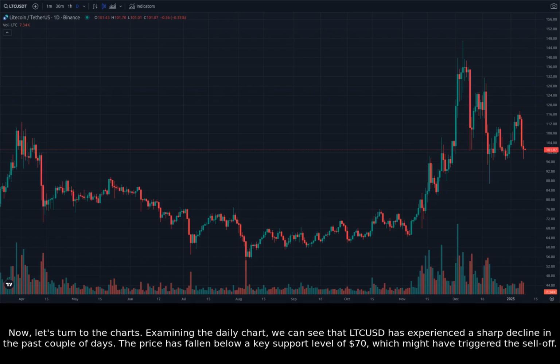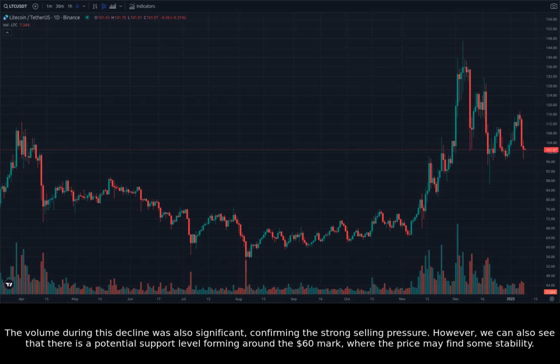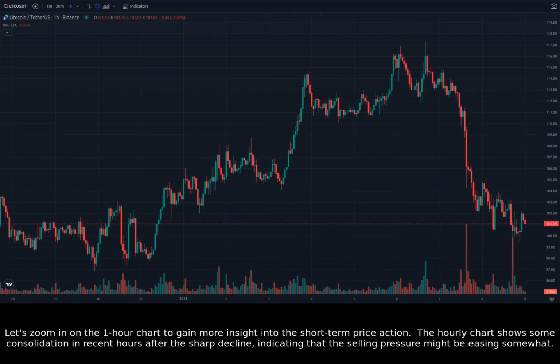Examining the daily chart, we can see that LTCUSD has experienced a sharp decline in the past couple of days. The price has fallen below a key support level of $70, which might have triggered the sell-off. The volume during this decline was also significant, confirming the strong selling pressure. However, we can also see that there is a potential support level forming around the $60 mark, where the price may find some stability. Let's zoom in on the 1-hour chart to gain more insight into the short-term price action.